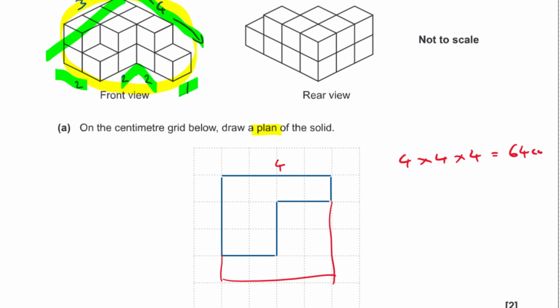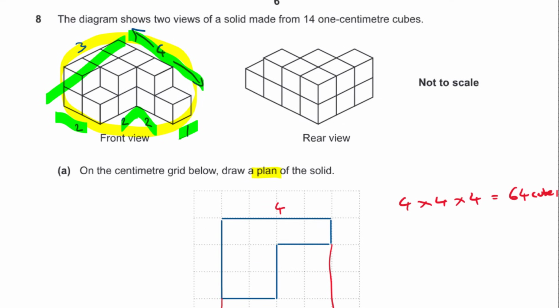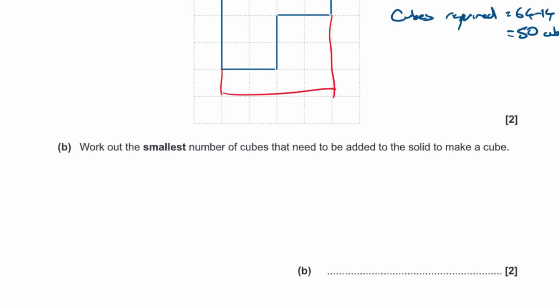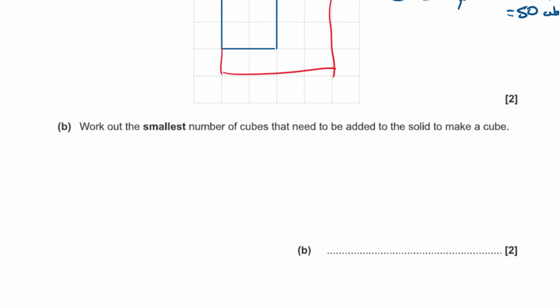which is 64 cubes. Okay, and we were told in the question how many cubes there were, weren't we? It told me that there were 14. So if I've got 14 and I need 64 cubes, I'm going to need another 50 then, aren't I? So cubes required is 64 minus my 14 that I've got already, equals 50 cubes. Okay, so that's my answer. The smallest number of cubes needed to be added would be 50.